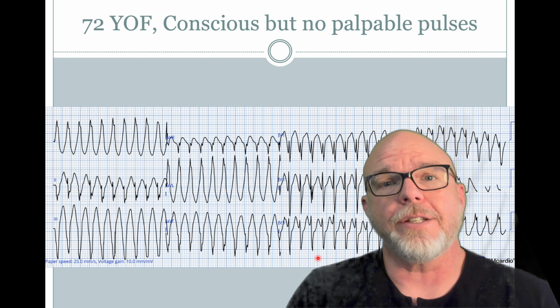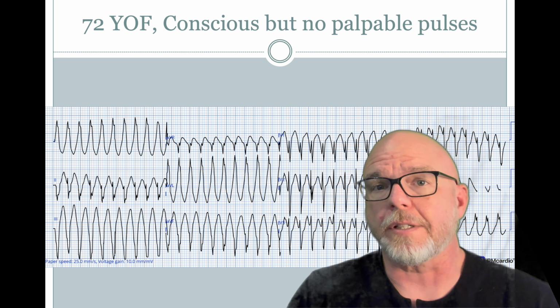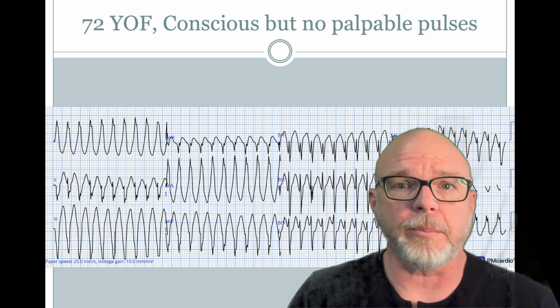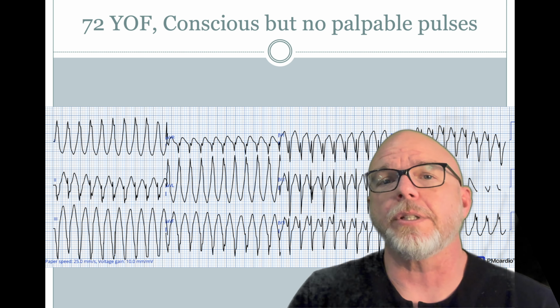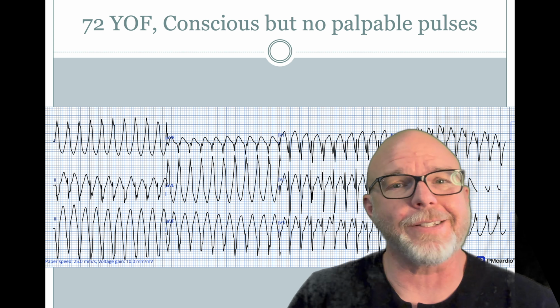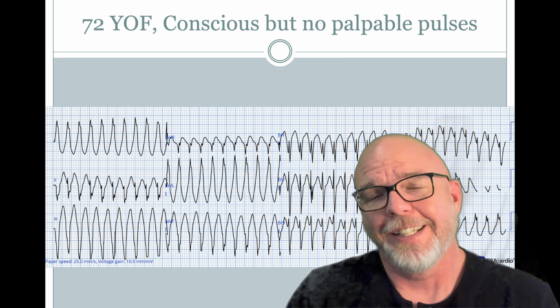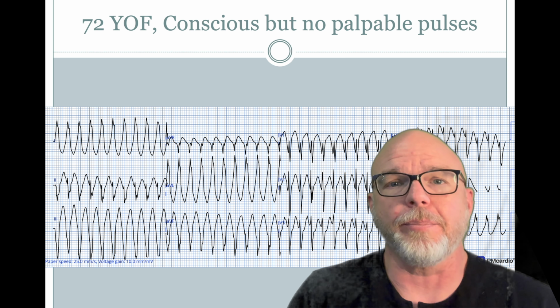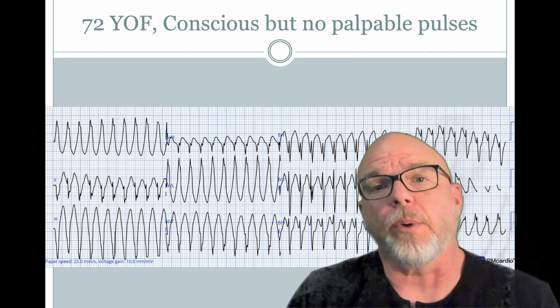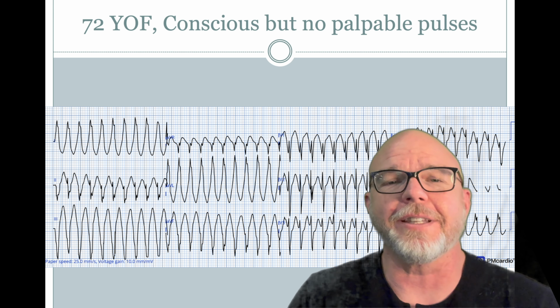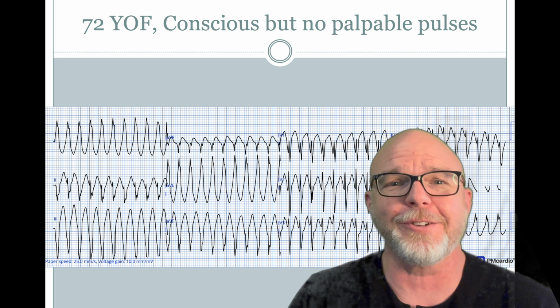This is an EKG from a 72-year-old female. She is conscious, but has no palpable pulses. She is about as white as can be, and if she's not extremely supine, she is no longer conscious. So I suppose it sort of counts as syncope, but when you put someone on a 12 lead occasionally, you want to shout out, well, there's your problem. So when this EKG comes up, well, there's your problem.